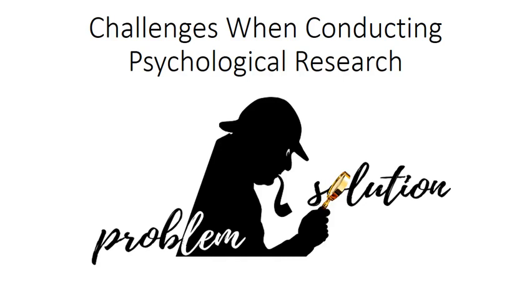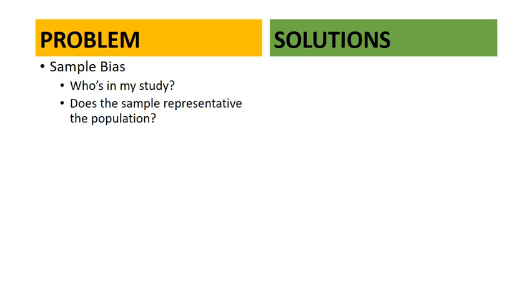Conducting research in the field of psychology is not without its challenges. This video will work through some general problems we may encounter in our studies and how we can attempt to solve those concerns. You'll probably start to notice that some solutions help address multiple problems. The first problem we will consider is called sample bias.